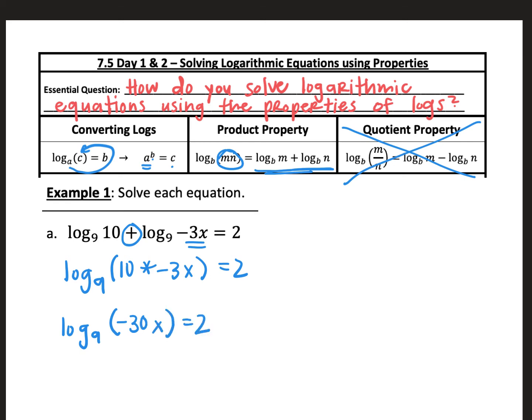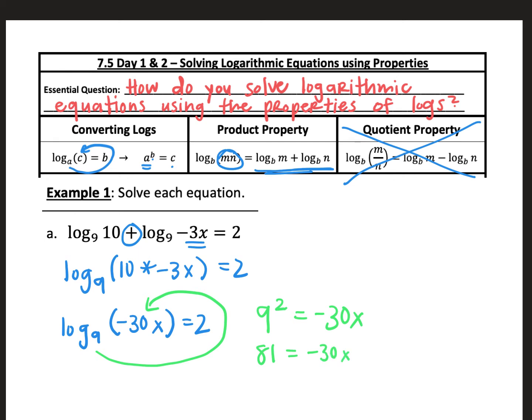Now at this point where it's all condensed and simplified, you can go ahead and use your circle method. So I'm going to rewrite it using my circle method. This tells me that 9, my base, to the power of 2 equals negative 30x. From here we're just solving for x. So 9 squared gives me 81 equals negative 30x.